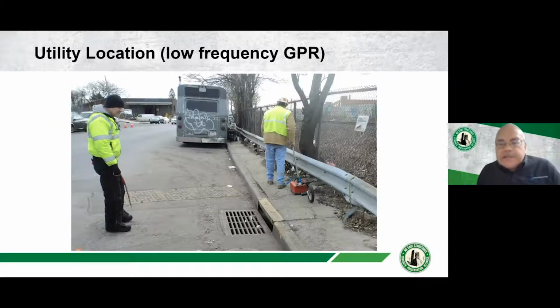The low frequency antenna, we're going to go across the utilities. So these utilities run perpendicular to the curb line, we're going to run parallel with the curb line to cross over it. And that's an example of that.